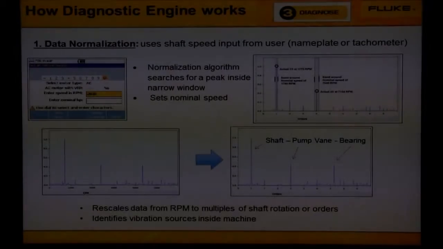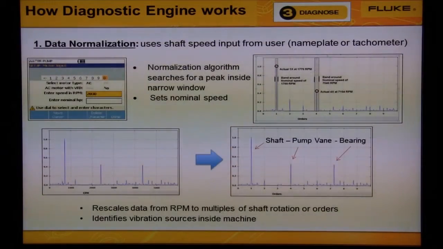The diagnostic engine inside the Fluke 810 has been developed over the past 30 years to follow the same steps of an experienced vibration analyst. In the first step, we need to find the actual speed of the rotating shaft.